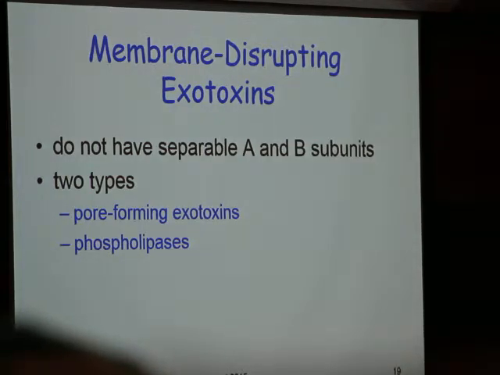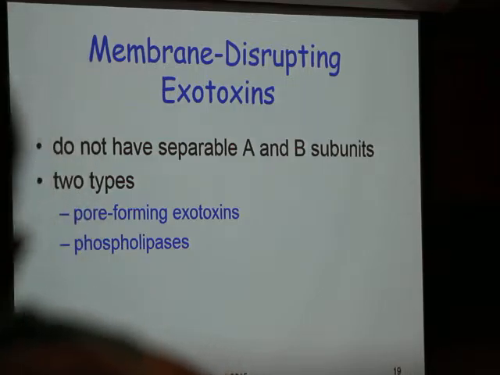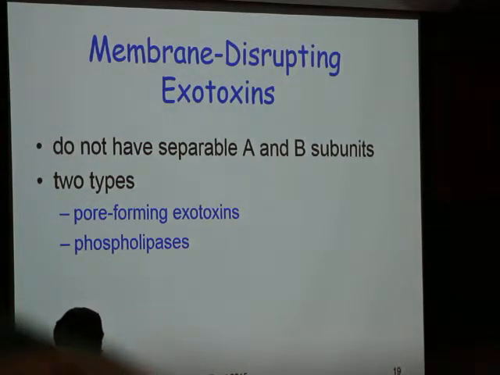So some other types of exotoxins include membrane-disrupting exotoxins. These are not AB. They don't have AB subtypes. In general, there are two types. There are those that cause pores to form, and there's those that are phospholipases.